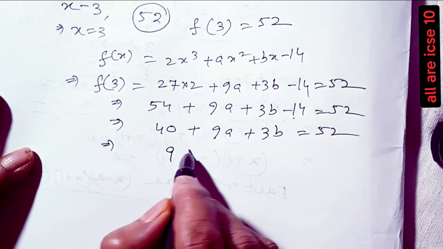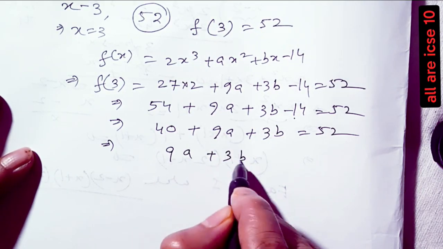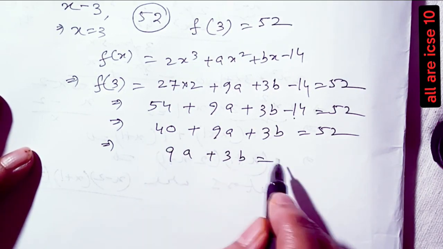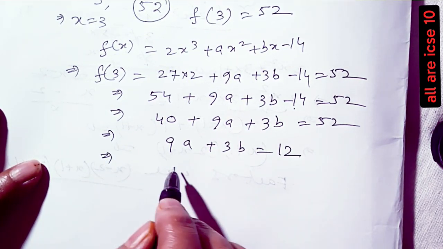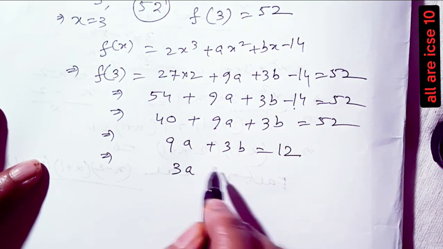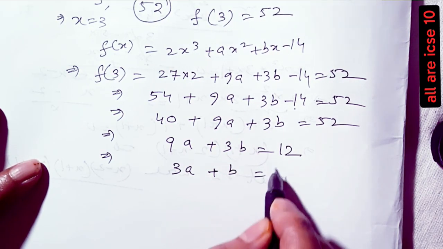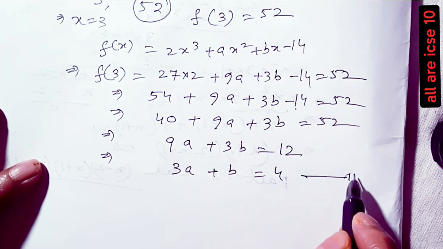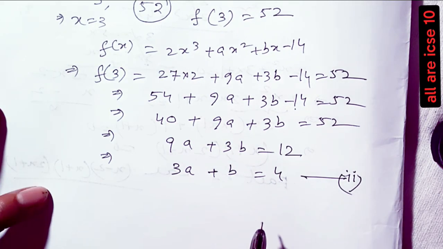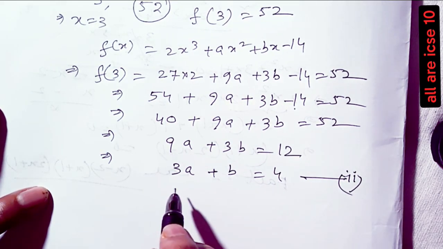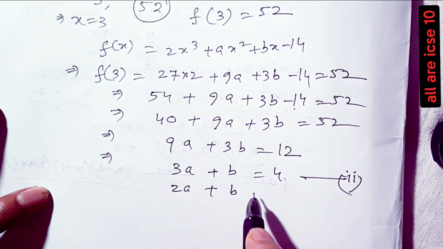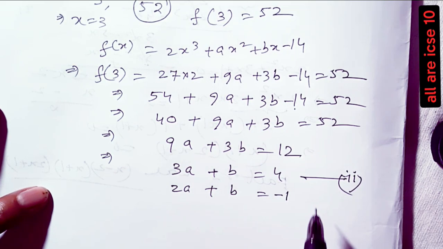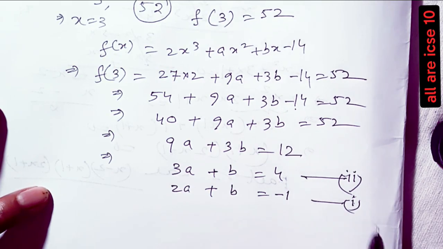From here 9a plus 3b equal to 52 minus 40 equal to 12. Now 3 is common, so 3a plus b equal to 4. This is equation number 2. Now we solve equation 1 and 2. Equation 1 is 2a plus b equal to minus 1. This is equation number 1.